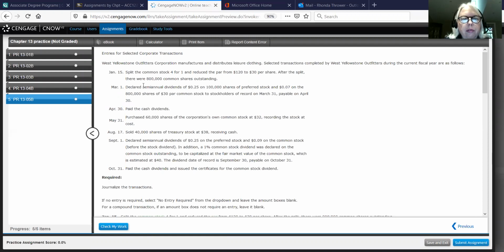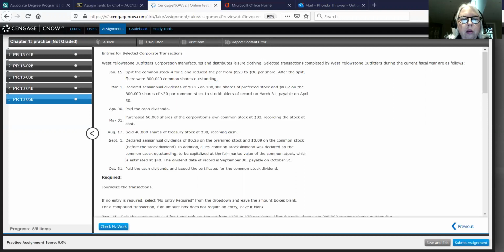On January the 15th, split the common stock 4-for-1 and reduced the par from $120 to $30 per share. After the split, there were 800,000 shares of common stock outstanding.